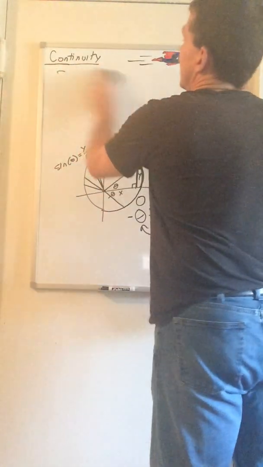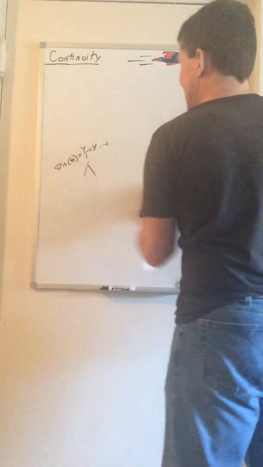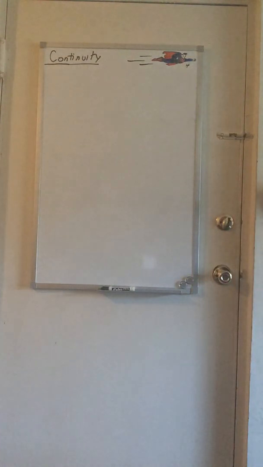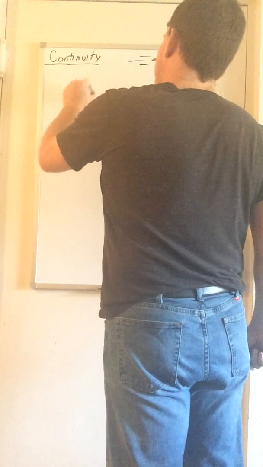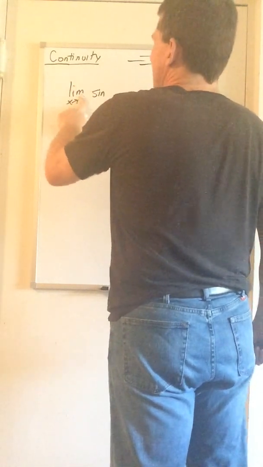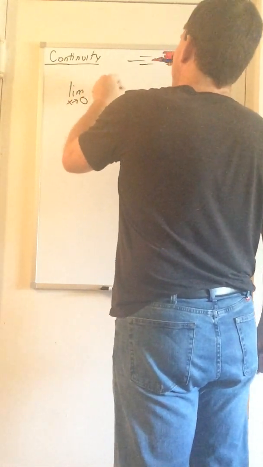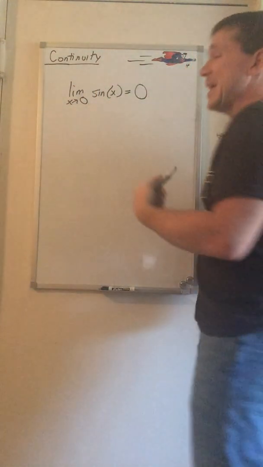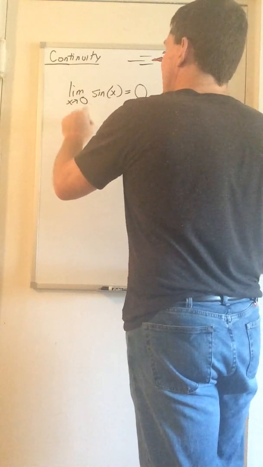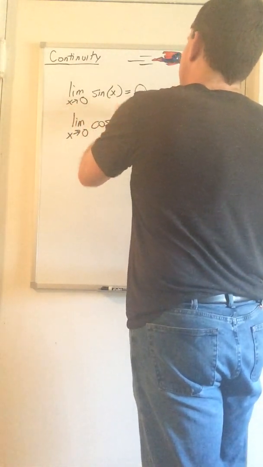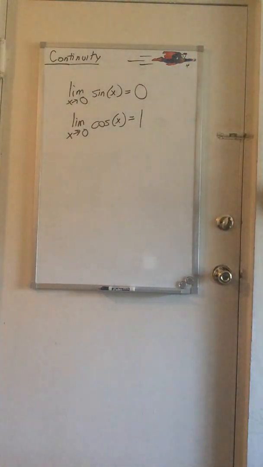But what that means is we can now say that the limit as x approaches 0 of sine x equals 0. By the same token, using the same type of principle, you could show that the limit as x approaches 0 of cosine x is equal to 1. And I'm not going to do that one.